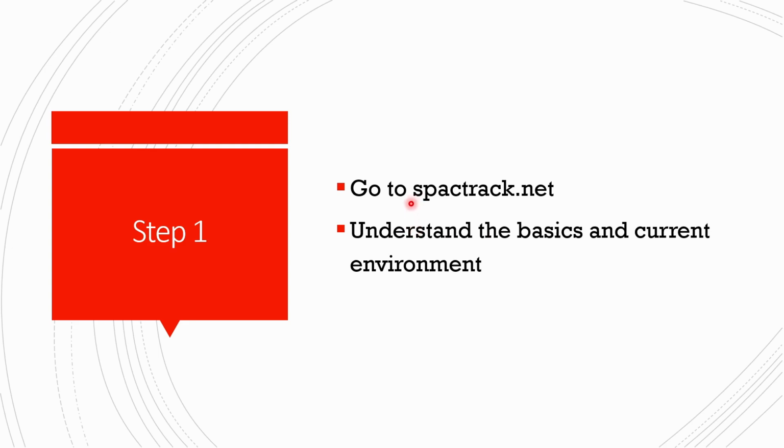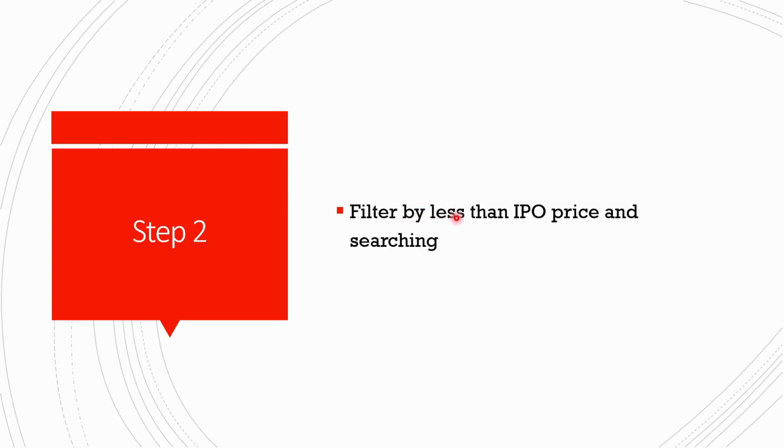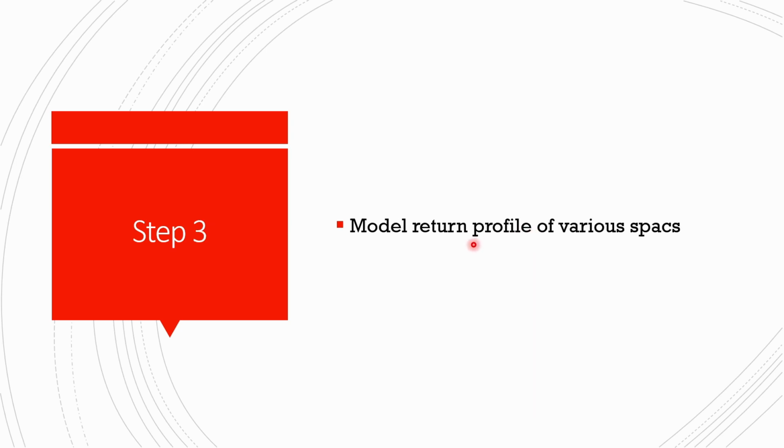So step one is essentially to go to spactrack.net, the best site I've found for a list of all SPACs and some of their important statistics, and just understand the basics of SPACs and the current environment surrounding SPACs and what they're selling for, what their deal structures are, what their warrant terms are, all those things. Filter by less than IPO price and searching for a company, searching for a target, and we'll go through all this at the end of the video, and model the return profile for various SPACs. Different SPACs will have different structures, or not very many have different structures, but different time frames to be completed, different prices, and you'll want to just model that out and see what it turns out to, and find the best return profile, and then do more due diligence, and then buy.